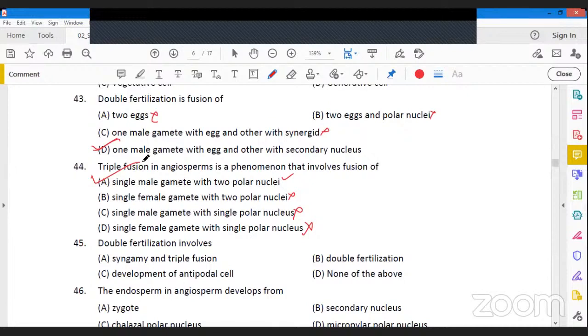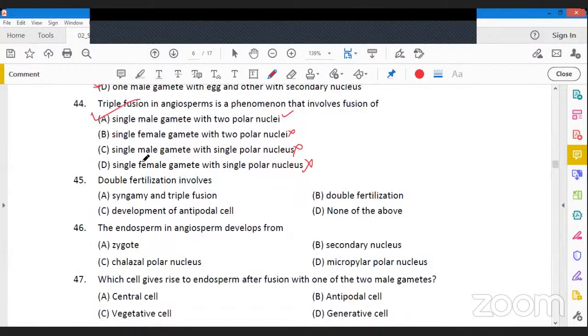Then the next one: double fertilization involves, see students, syngamy and triple fusion, correct? Double fertilization, wrong. Development of antipodal cells, wrong. So what is the correct answer? Syngamy and triple fusion.